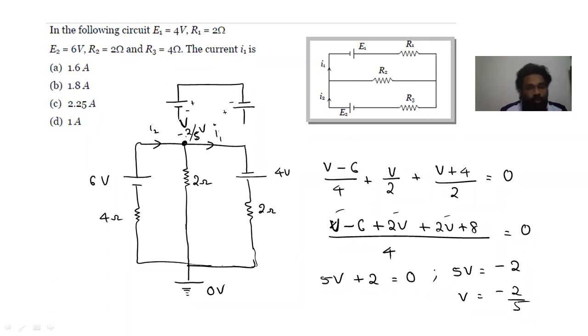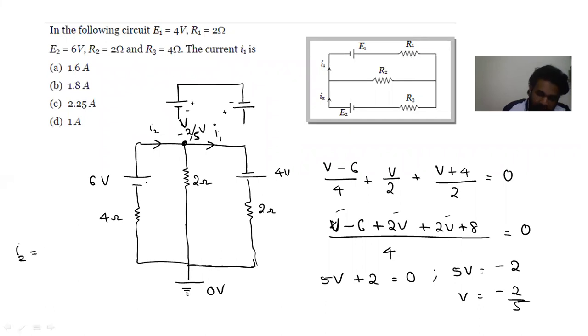This is minus 2 by 5 I got. Now to find I2, can you mute your audio? Someone's Sadhana. Okay.